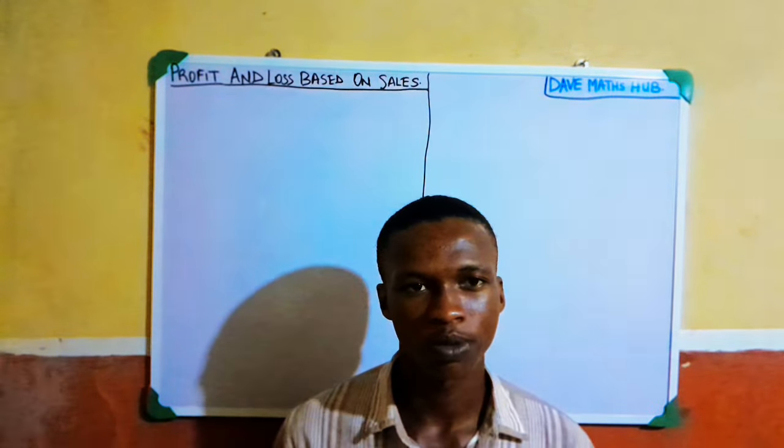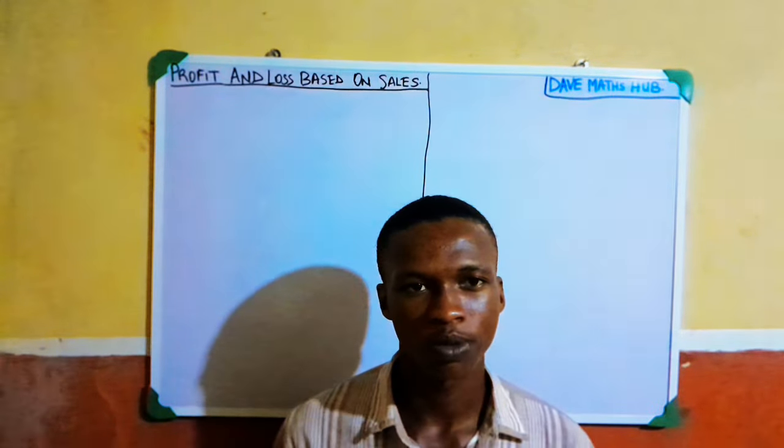So we know 5 baskets were bought at 1,200 naira per basket and sold at 1,100 naira per basket.